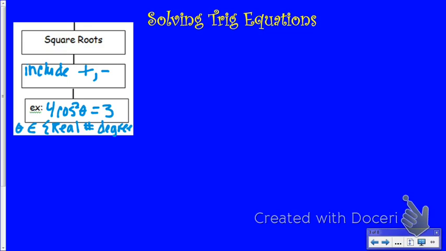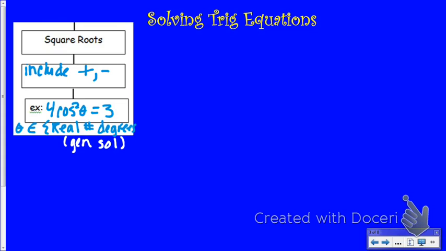And all that means, that's another way of saying find the general solution. That little E symbol is basically telling you that theta belongs to the set of all real number degrees. And all real number degrees is the general solution. So that's really just your code for general solution.